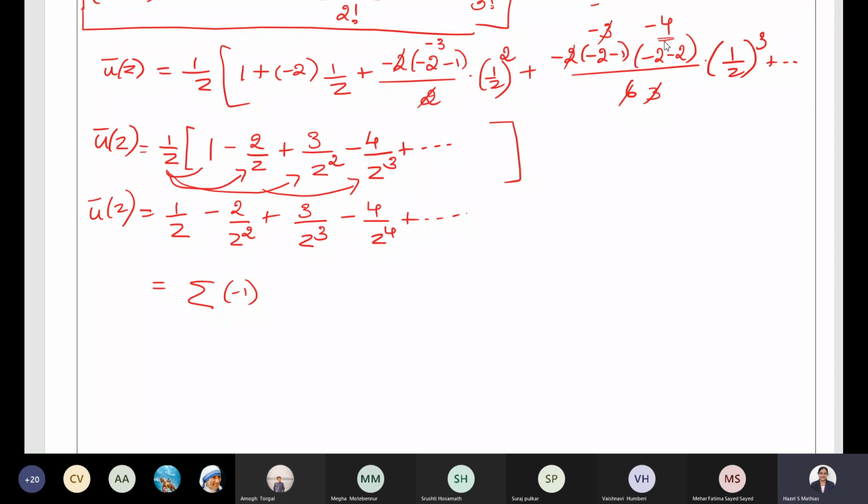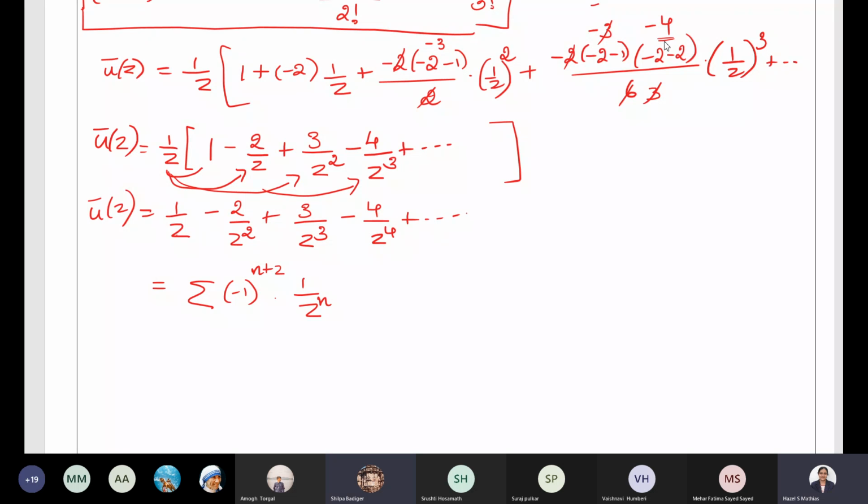Minus 1 power? No. See clearly, it is 1 by minus z. Minus 1 power n plus 2 into 1 by z, then, ma'am. Minus 1 power n plus 2, and 1 by z power n. Yes, ma'am.